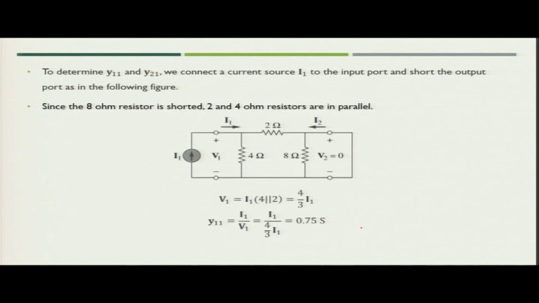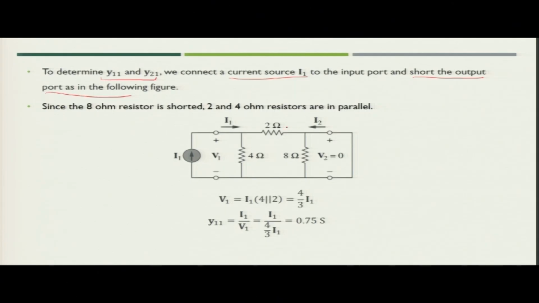Now, first what we have to do, we will determine the value of y11 and y21. So, when you are asked to find the value of y11 and y21, we will connect one current source I1 in the input port and we will short circuit the output port. So, the circuit will be as shown in the figure.